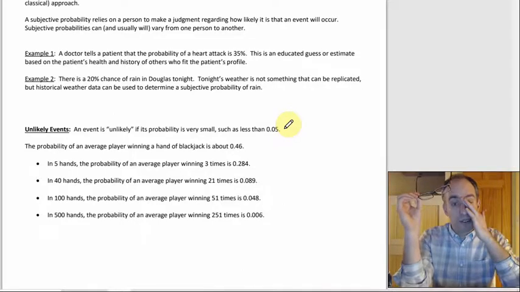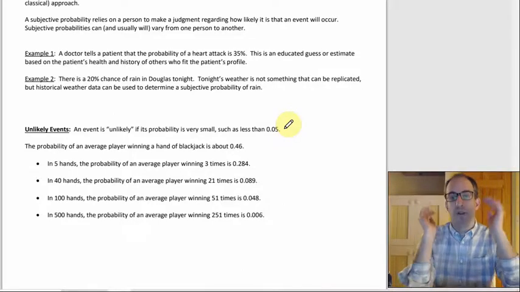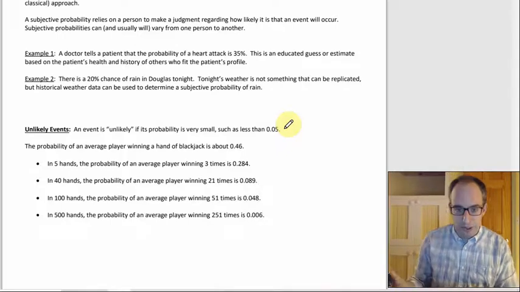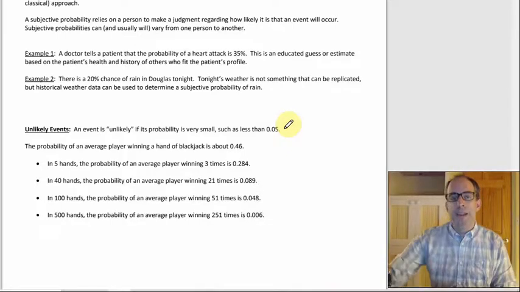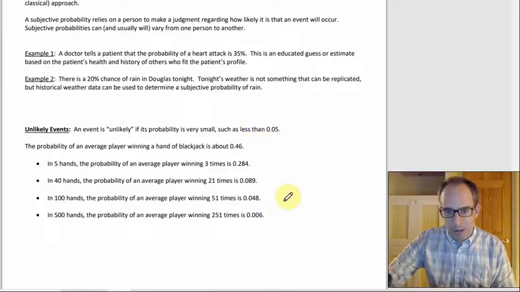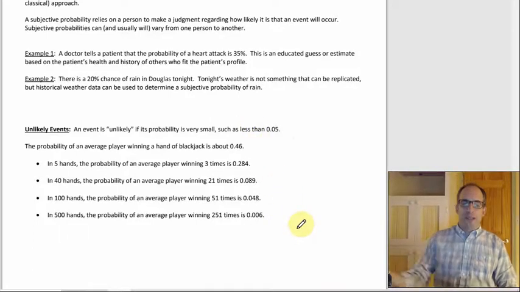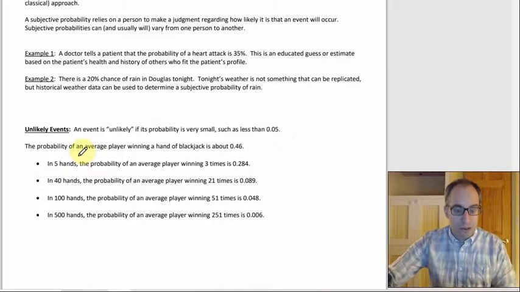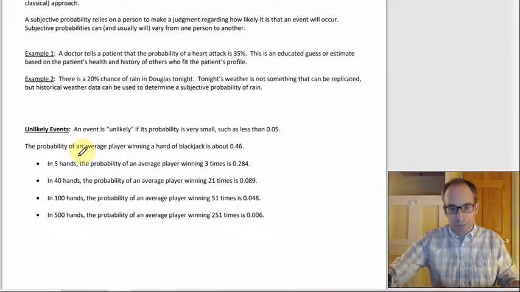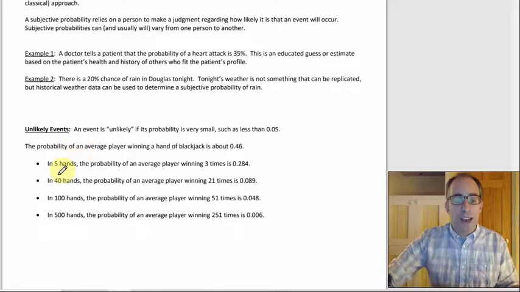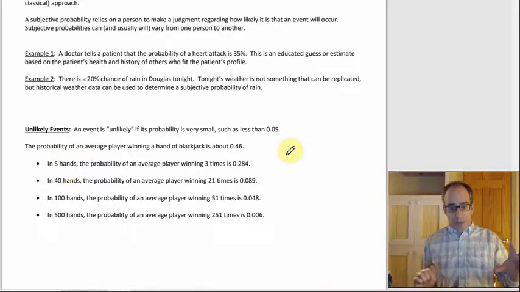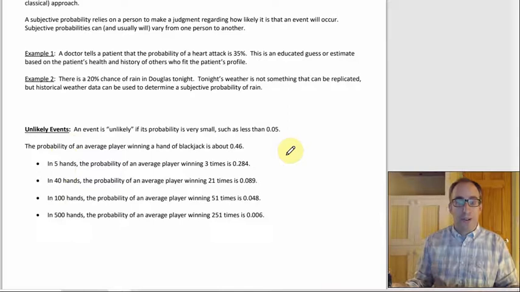So an unlikely event, we're going to consider to be one with a probability less than 0.05. And here's another law of large numbers idea, in a way: as the number of hands, which would be like a repetition of a blackjack game, goes up, then things that are a little bit off are going to become unusual.